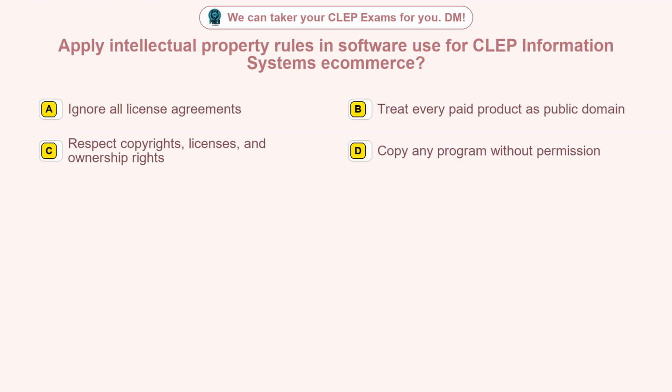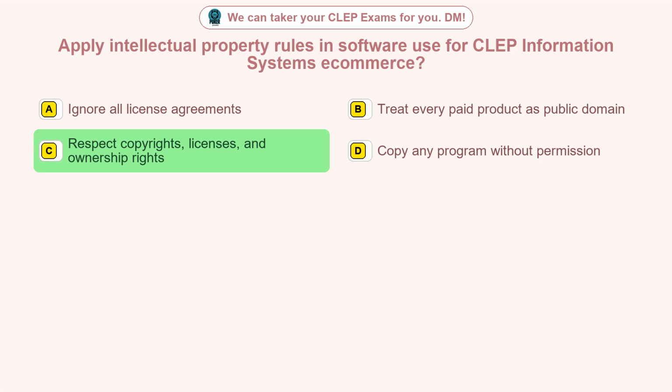Question 98. Apply intellectual property rules in software use for CLEP Information Systems Ecommerce. Option A. Ignore all license agreements. Option B. Treat every paid product as public domain. Option C. Respect copyrights, licenses, and ownership rights. Option D. Copy any program without permission. The correct answer is option C.